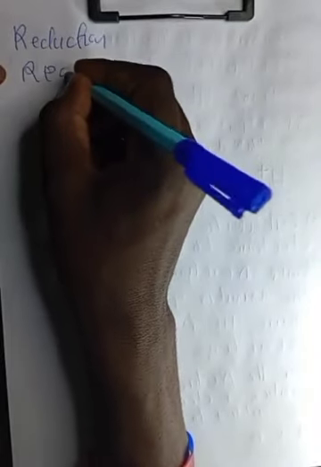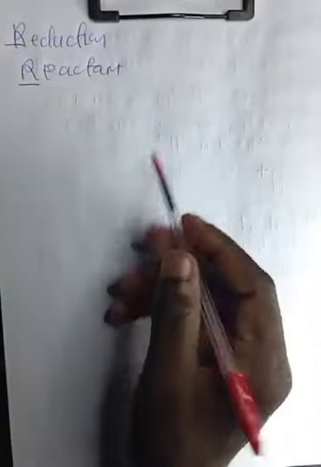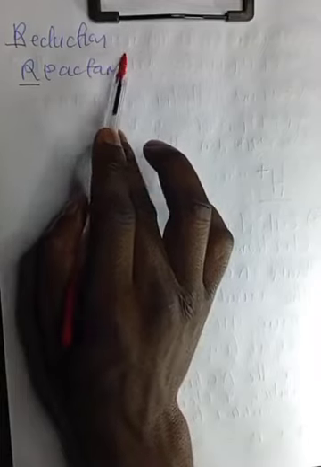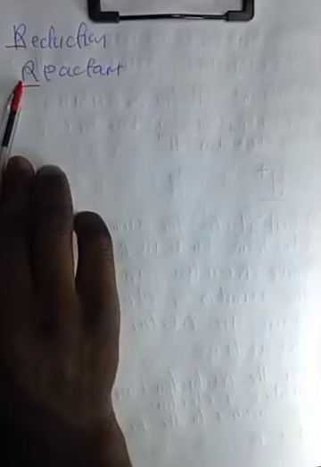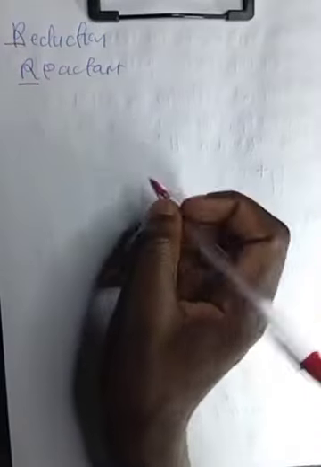If we write the word reduction and the reactant, they all start with R. So this has to tell that for the reduction half reaction, the number of electrons gained are added to the reactant side. So R. Okay.